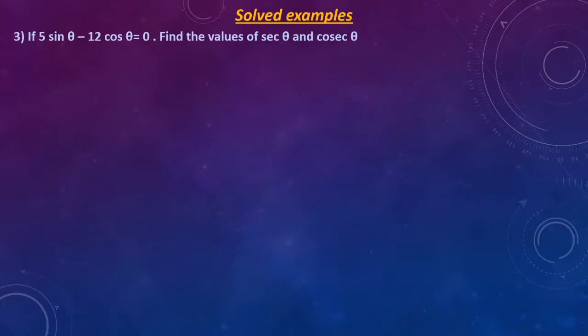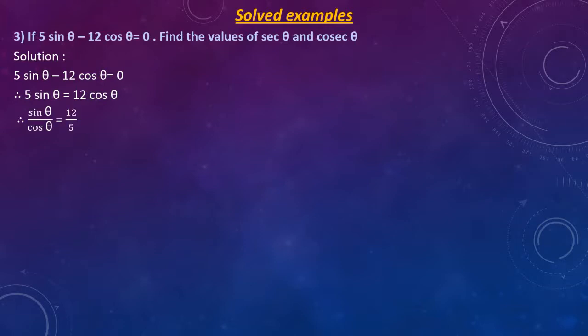So the third solved example is, if 5 sin theta minus 12 cos theta is equal to 0, find the values of sec theta and cosec theta. So the solution, 5 sin theta minus 12 cos theta is equal to 0. This part is already given in the question. So therefore we can write 5 sin theta is equal to 12 cos theta. Therefore rearranging the terms, we get sin theta upon cos theta is equal to 12 upon 5. Now sin theta upon cos theta is nothing but tan theta. So therefore we get tan theta is equal to 12 upon 5.